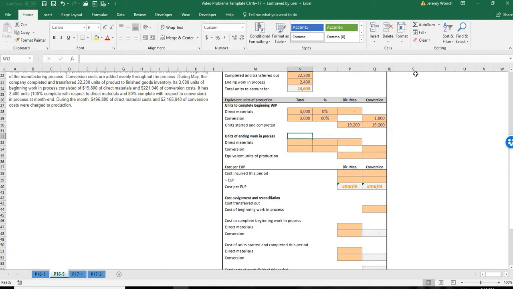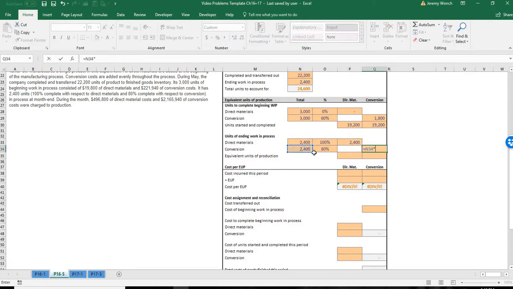And we also need to account for the ending inventory. And so it said the ending inventory was 2,400 total, and that all of the direct material costs were added in our current month, so we need to account for 100%. And it said that 80% of the conversion costs were added during the month that we're working in. So now we just do the same deal here. So 24,000 times 80%.